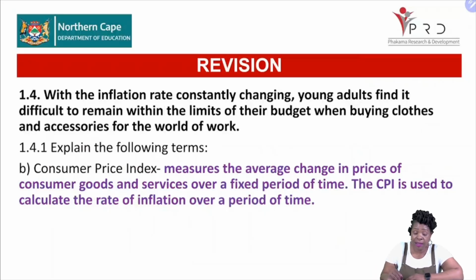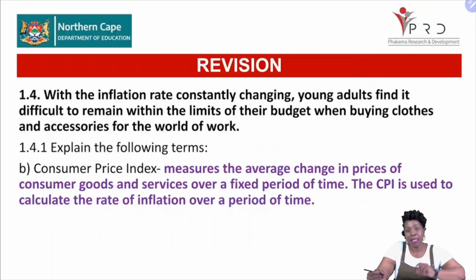And then we go on to consumer price index. So the consumer price index measures the average change in prices of goods and services over a period of time. So the CPI is used to calculate the rate of inflation over a period of time. So they actually check on the price increases of goods that we mostly use, that we mostly buy, and they see how much people are buying or how much they have reduced on what they are supposed to be buying.